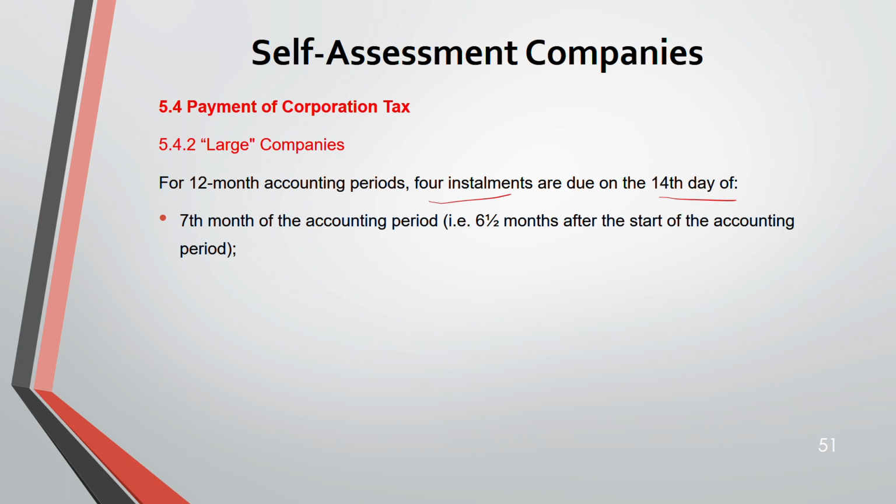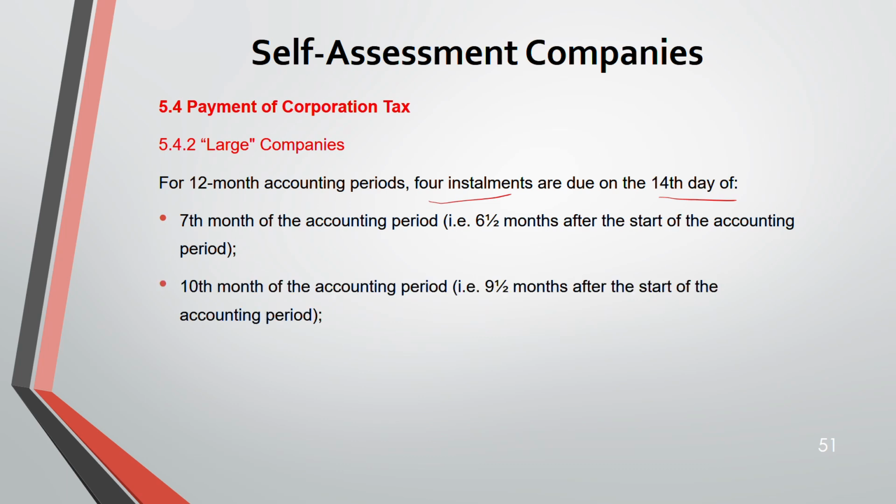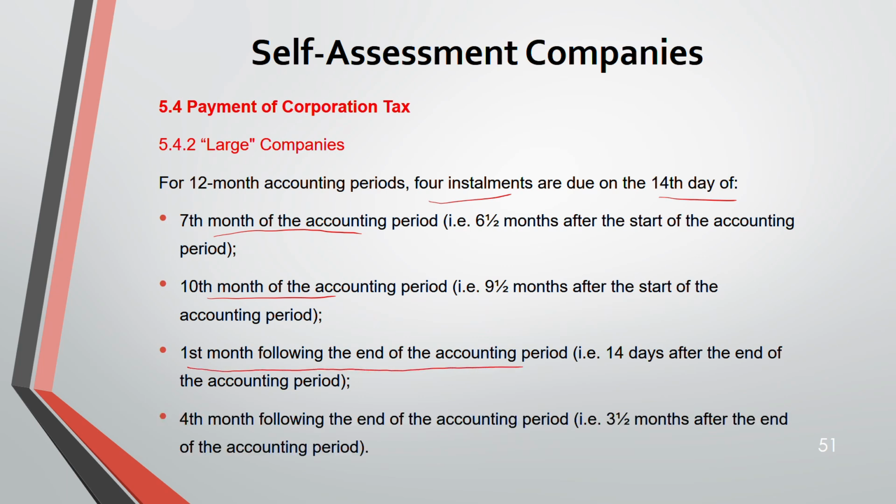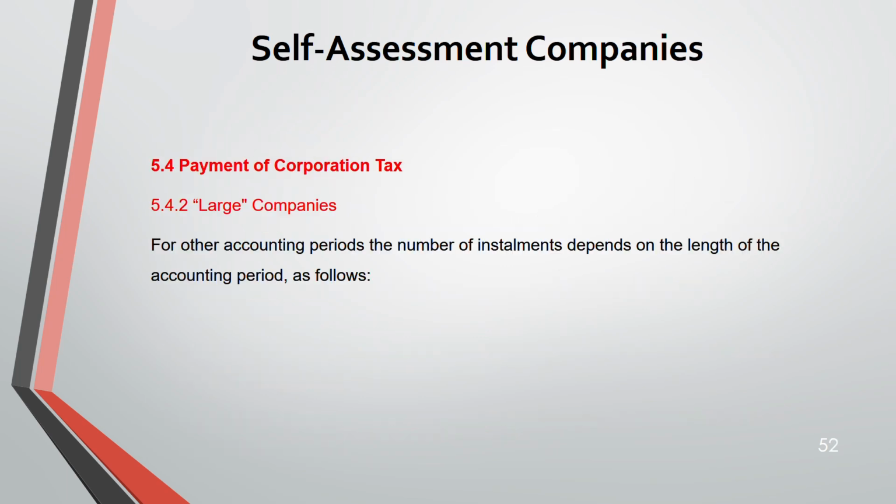So the first one is in the 7th month of the accounting period, then the 10th month. Then the next is the first month after, so all these are in the accounting period: the 7th month and the 10th month. The third one is the first month following the end of the accounting period, and the 4th one is the 4th month following the end of the accounting period. But the date will be the 14th only: the 14th of the 7th month, the 14th of the 10th month, the 14th of the first month after, the 14th of the 4th month, like that. Definitely you will understand this with a question.